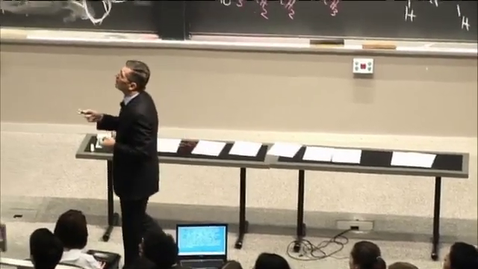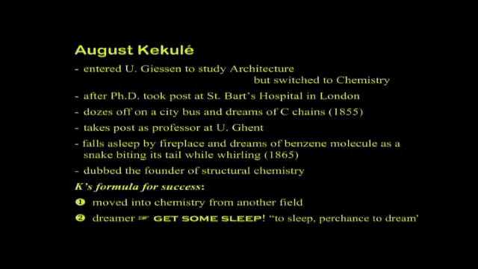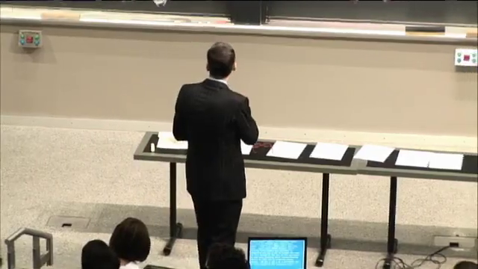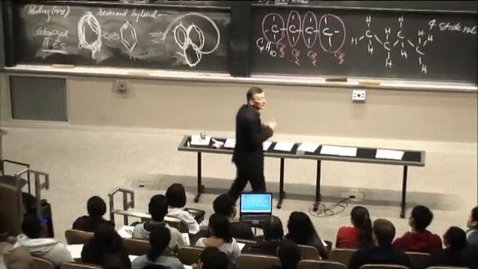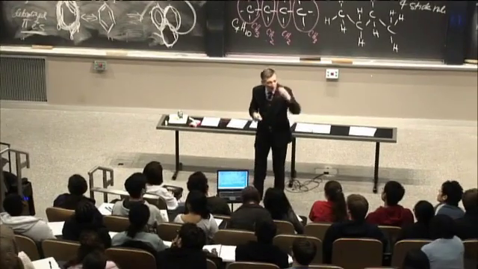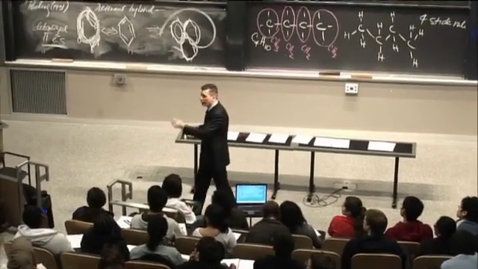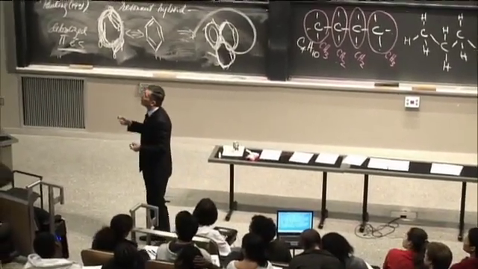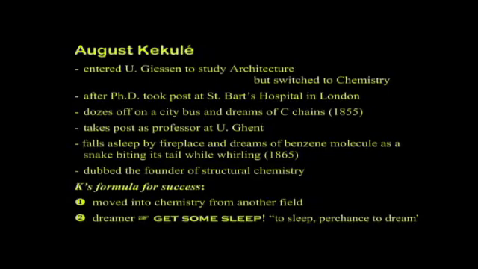And then he got a job as a professor in Belgium at the University of Ghent. One night he fell asleep at the fireplace, and he dreamt of a benzene molecule as a snake biting its tail while spinning. That's where he got the idea of the ring molecule. All he knew was that this thing had a formula, C6H6. And for this, he was dubbed the founder of structural chemistry.